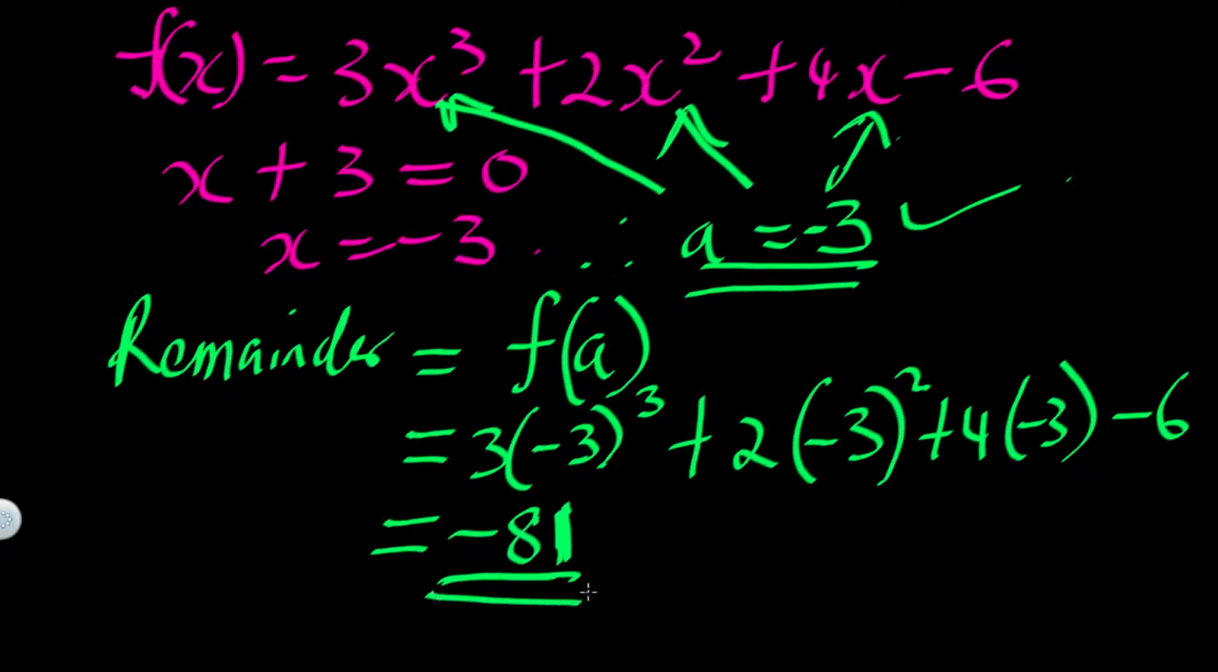This is our remainder. So we have solved this question using the remainder theorem. We go to our divisor, we equate it to 0, we solve for x. What we get there as our x is actually the a that we're going to use. So I'm going to do another example. The question is still the same: calculate the remainder.